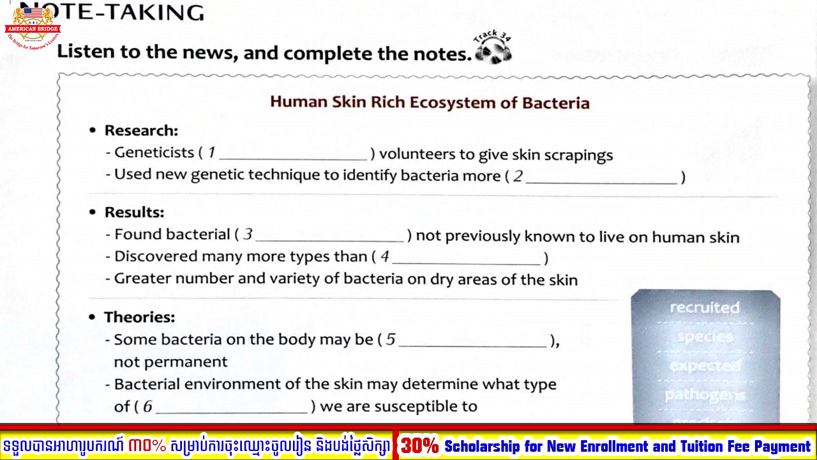Right now I would like you to spend a few minutes reading the notes, in order to understand the context of the study first, and after that when you listen you can easily get the answers. Here there are 6 words. The first word we pronounce is recruited, the second word is species, and next are expected, pathogens, precisely, and the last word is transient. All of these 6 words you need to complete in the blanks in this note right here.